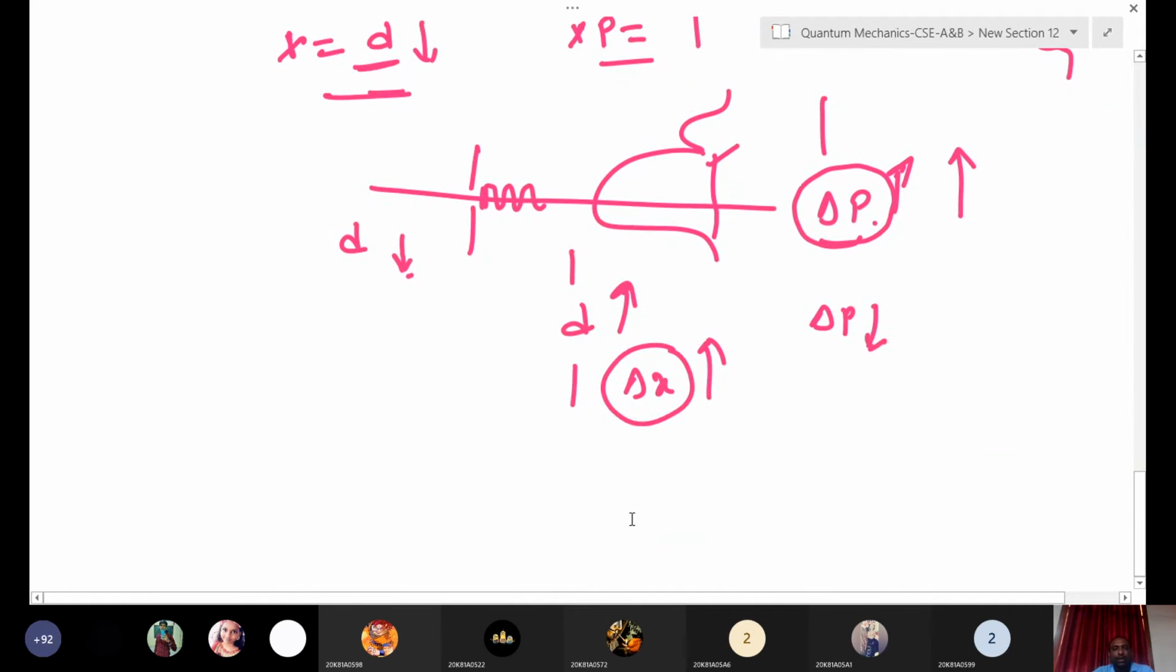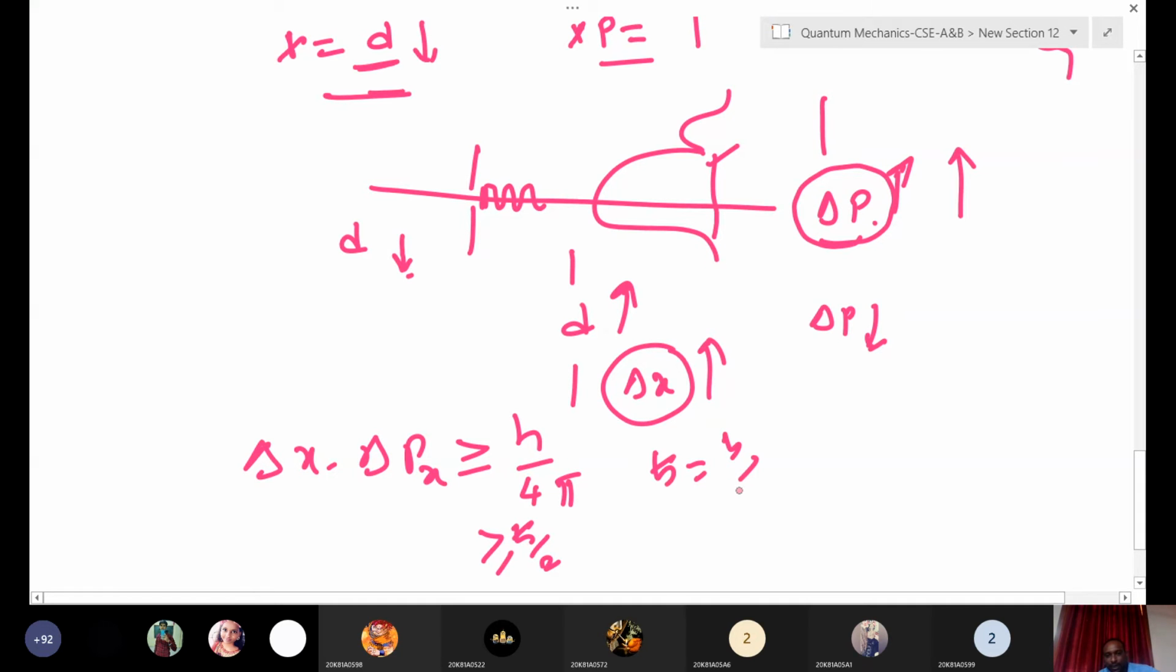Very simple. The statement is: position and momentum of a particle you cannot estimate simultaneously with high accuracy. The statement is delta x times delta p_x is greater than or equal to h by 4 pi, or you can write h cross by 2 also. H cross means h by 2 pi. This is the statement.